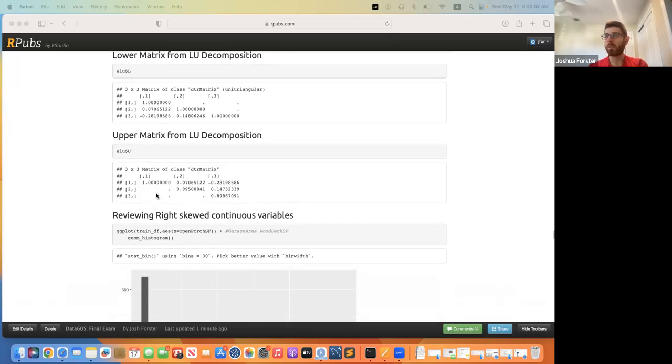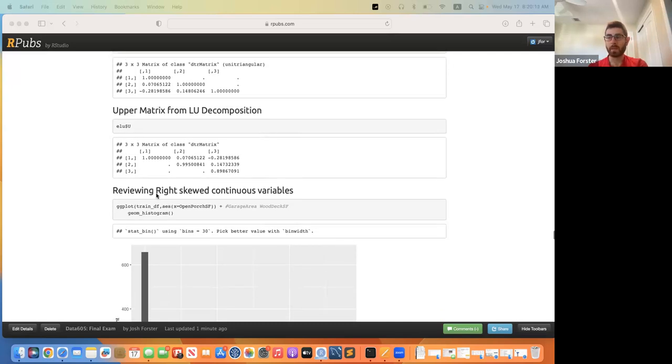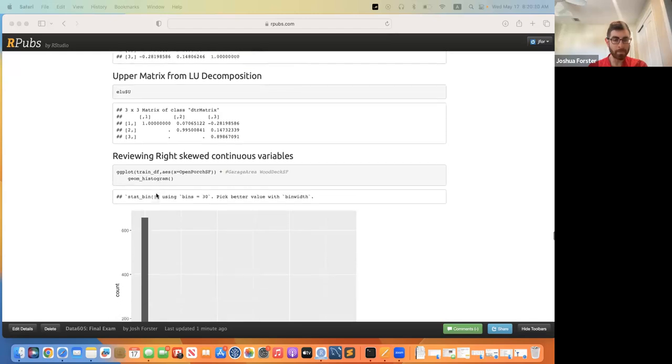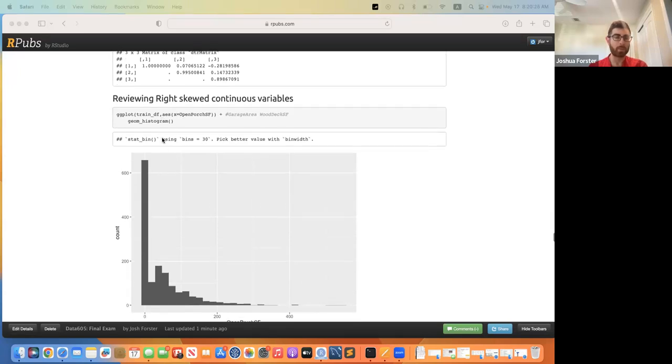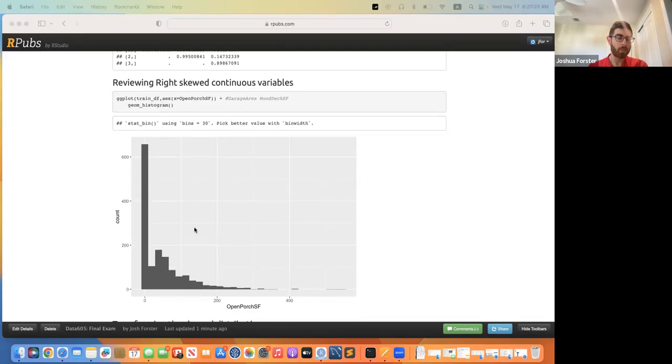Then moving on to the next part of the problem with the final exam: modifying a right skewed data set, and then running a transformer to turn it into an exponential probability distribution function. I looked at 3 different ones: open porch square footage, garage area, wood deck square footage, and ultimately decided on open porch square footage. We see this is mostly present with 0, and then a pretty heavy right skew.